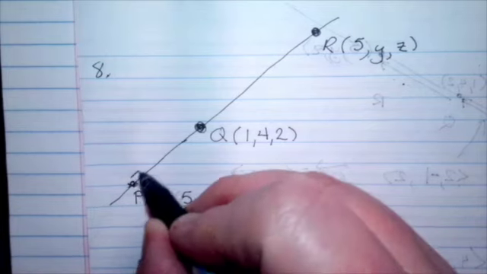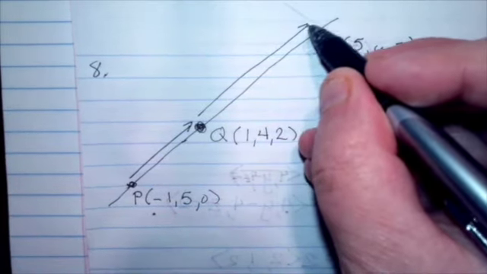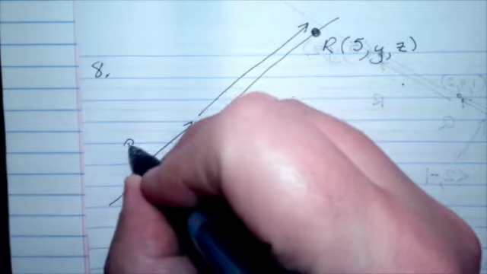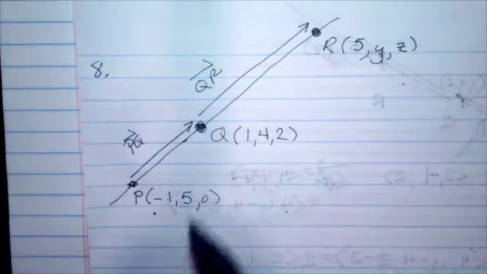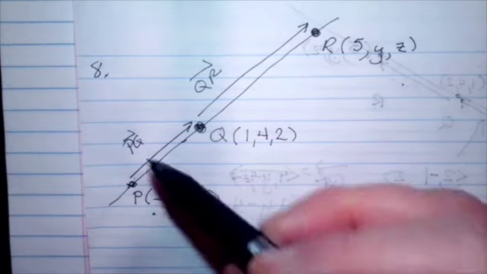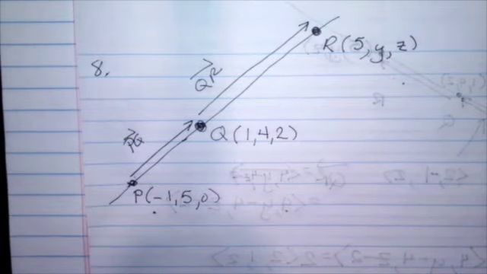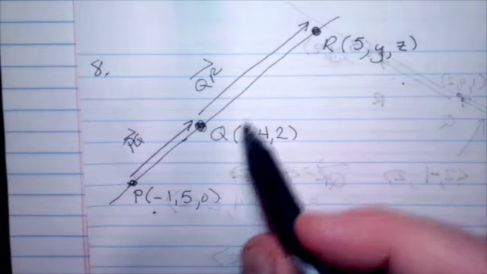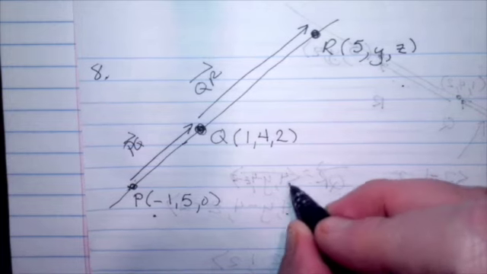What I'm going to do is construct the vector P to Q and the vector from Q to R. And then if these 3 points are collinear, if they all lie on the same line, these 2 vectors are going to have to be parallel, which means that one is just a scalar multiple of the other.